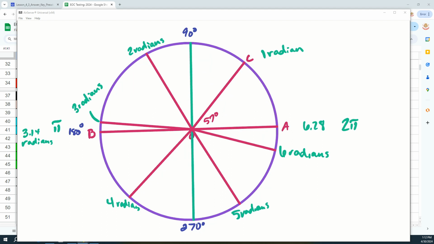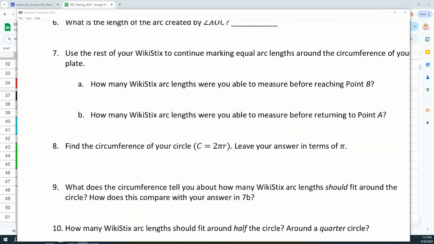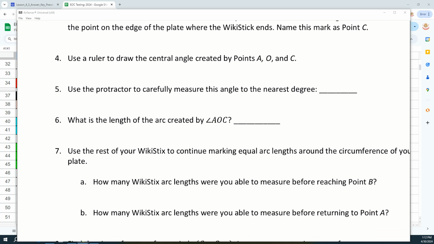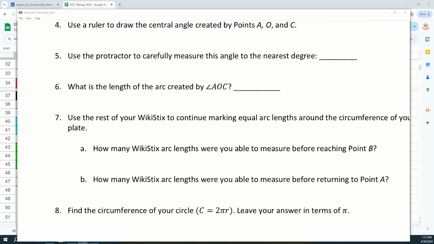Right? If you wanted to figure out the length of the arc, all you had to do is measure one of your WikiSticks because they were all the same length. They all should have been the length of your radius. So that was number 6. You just use your ruler and measure it. Number 7, how many WikiStick arc lengths did you use before reaching point B? That should have been 3. So it should be just over 3, and this should have been just over 6.